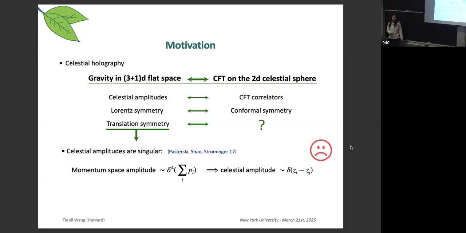And this suggests that these bulk translation invariant amplitudes might not be the best to consider, but we might want to work with amplitudes that are not necessarily translation invariant, but still preserve Lorentz invariance and are smooth and more natural, and in some sense more fundamental building blocks for celestial holography.